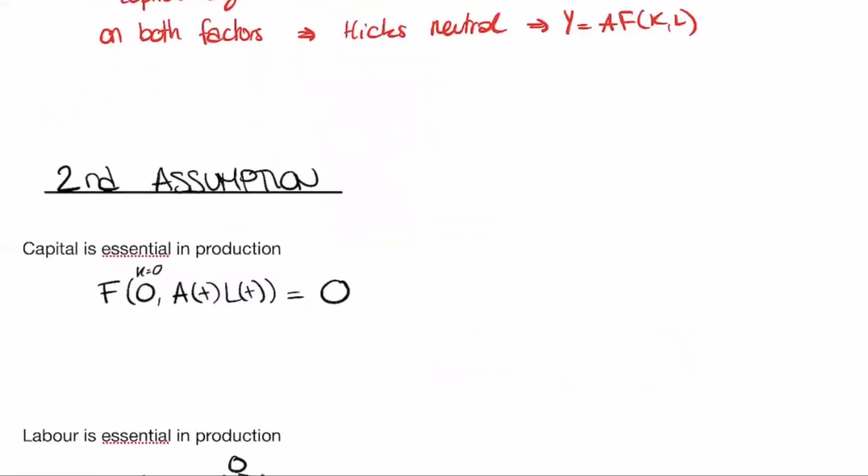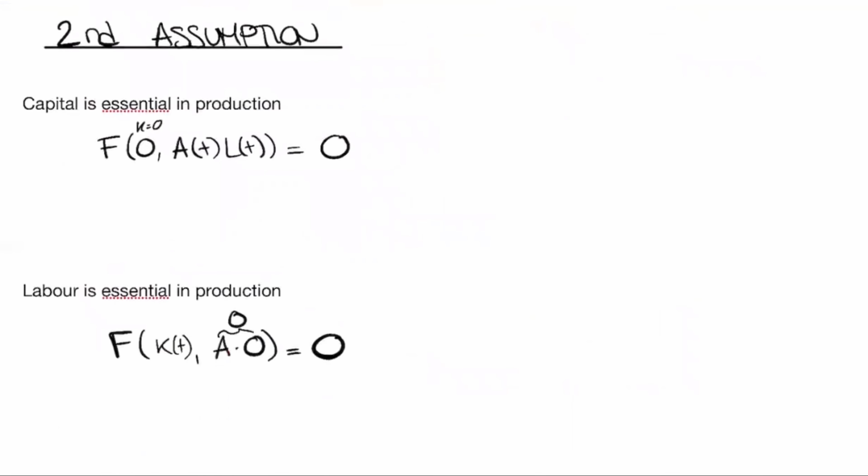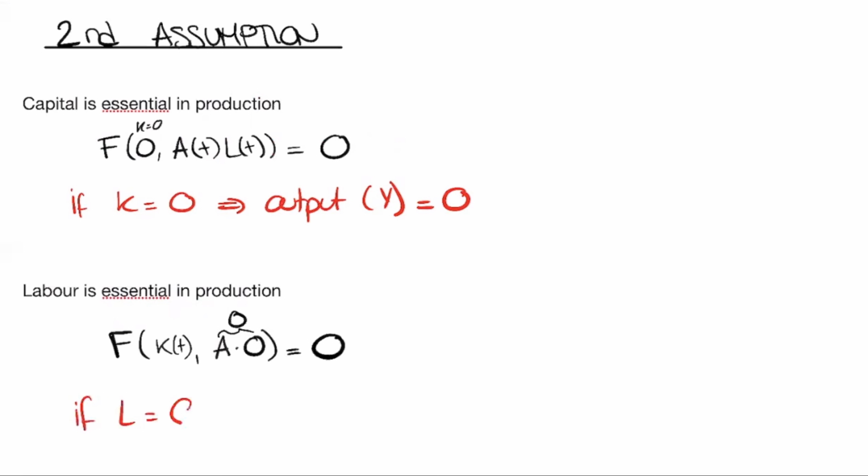All right, let's look at the second assumption. So it is divided in two parts. The first one is that capital, so K, is essential in production. So basically, we have that F(0, A_t L_t) is equal to 0. So if K is equal to 0, then the output, which is Y, is equal to 0. And the same holds for labor. So if L is equal to 0, the output is also equal to 0.